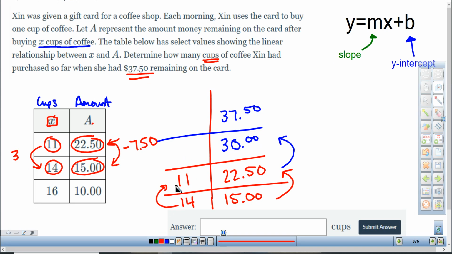And so remember, we're going up by 3 cups every time. I guess up on the table, but down in value. That's now 8 cups is 30, had 30. And this would have been 5 cups.